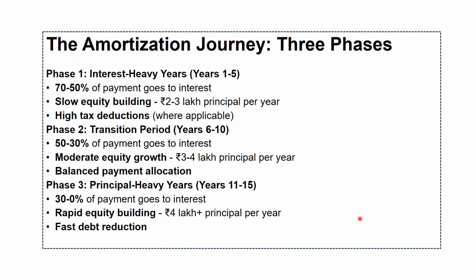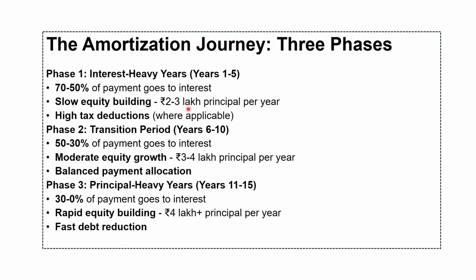Then the amortization journey in 3 phases. Phase 1, we can see, is year 1 to 5, interest heavy, 70 to 50% of payment goes to interest, with 2 to 3 lakh principal paid annually, offering high tax deduction under section 24B, as we had noted in an earlier lecture.